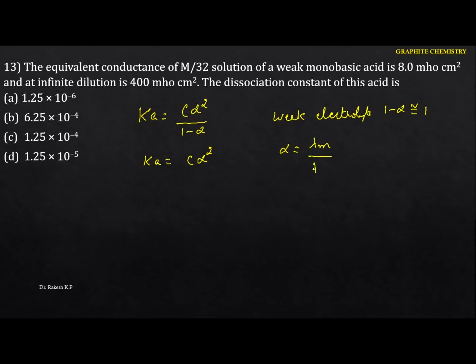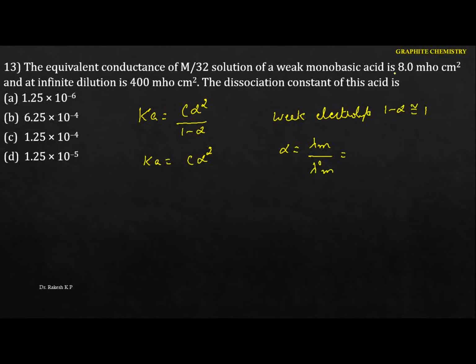We know the equation Ka is equal to C alpha square divided by 1 minus alpha. We know that this is a weak monobasic acid, that means a weak electrolyte. You have to remember this concept. For a weak electrolyte, 1 minus alpha we take approximately as 1. So I can take Ka as equal to C alpha square. In order to calculate the dissociation constant, you have to know alpha, which is equal to lambda m divided by lambda naught m.